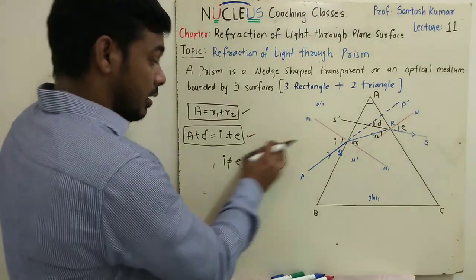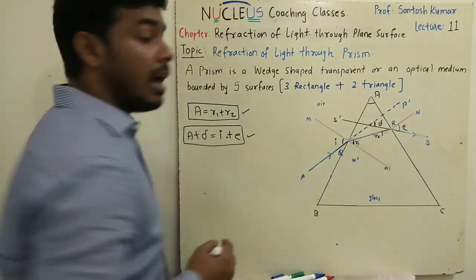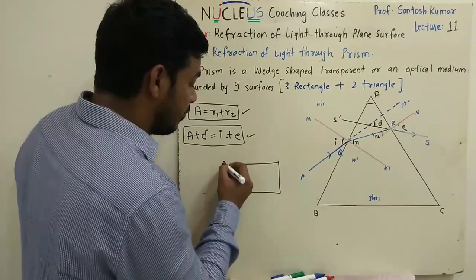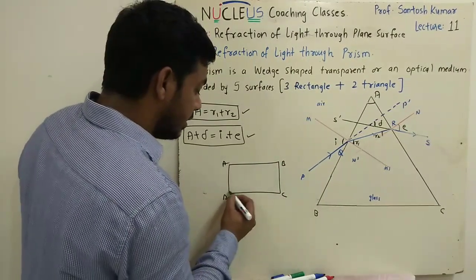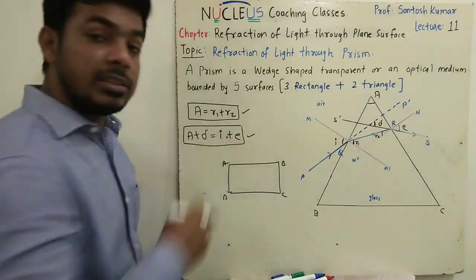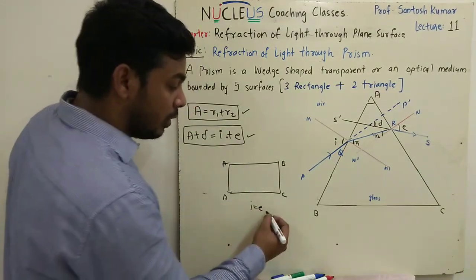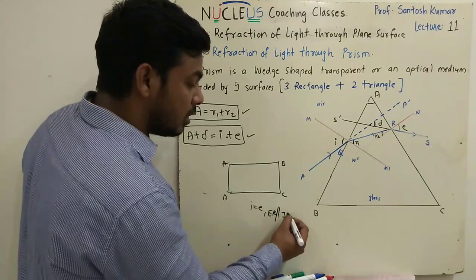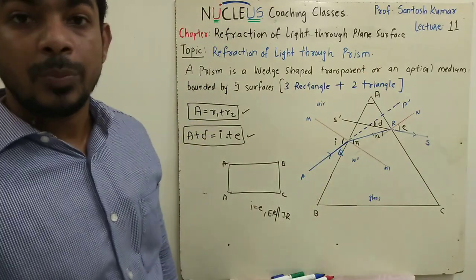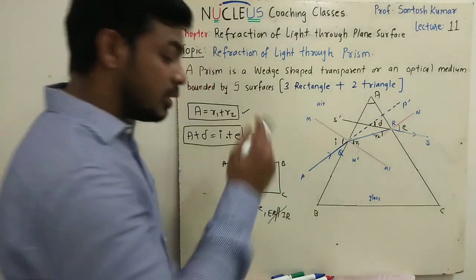But here the reason is that the two refracting faces AB and AC are not parallel, whereas in a rectangular glass block, the two refracting faces AB and CD were parallel to each other. And since the refracting faces were parallel, this is the reason it was proved that I was equal to E and the emergent ray was parallel to the incident ray. But over here, the refracting faces AB and AC are not parallel to each other. So here I is not equal to E in case of a prism, and the emergent ray is not parallel to the incident ray.